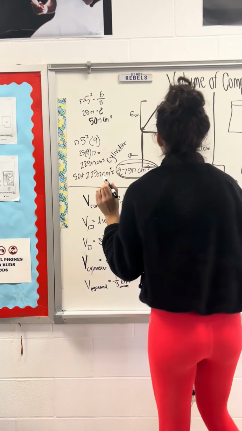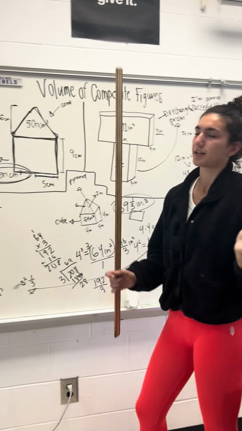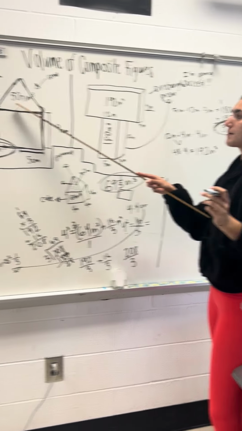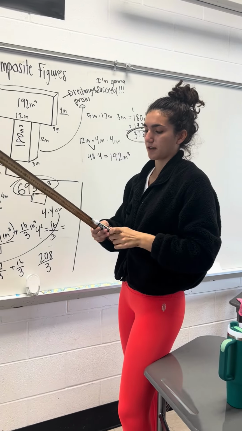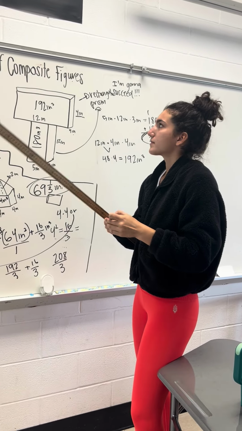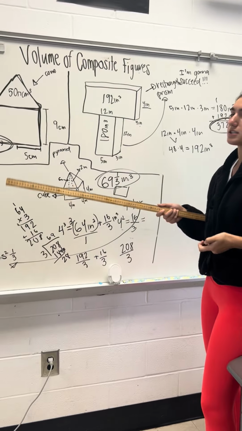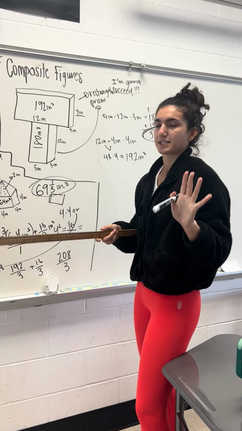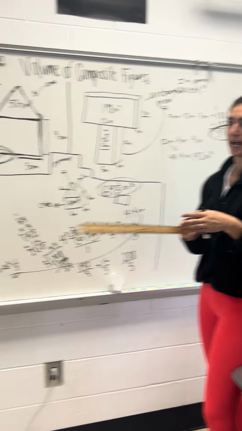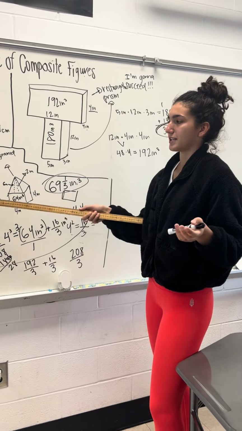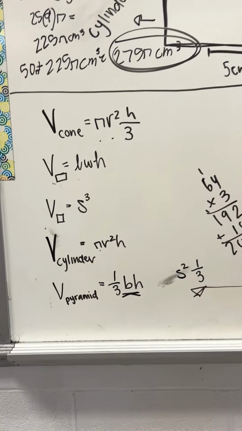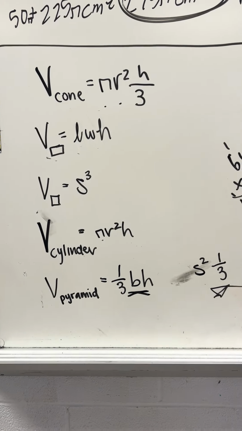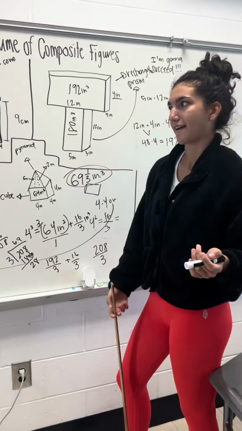That is our answer. So basically what you need to know is you need to recognize the different 3D shapes of the composite figure, and you need to just split them up and find the separate volumes of each shape and add them together. These are some formulas of 3D shapes that you're going to have to find the volume of.